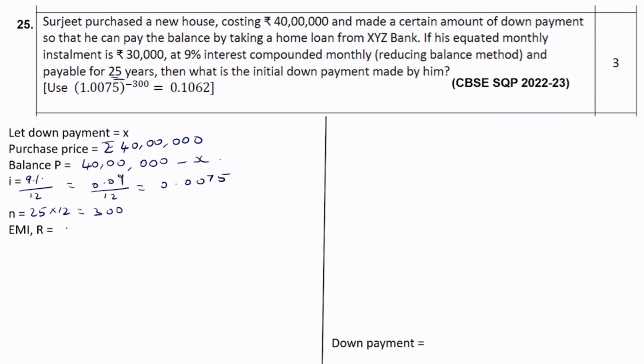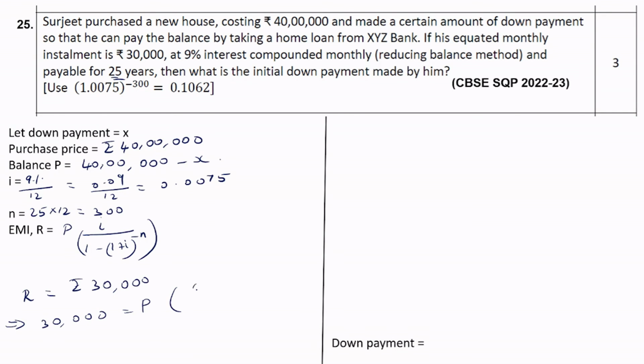So we have EMI R, it is given by R is equal to P into I upon 1 minus 1 plus I the whole raised to minus N. EMI is given as rupees 30,000. So this implies 30,000 equal to P into I is 0.0075 upon 1 minus 1 plus 0.0075 the whole raised to minus 300.